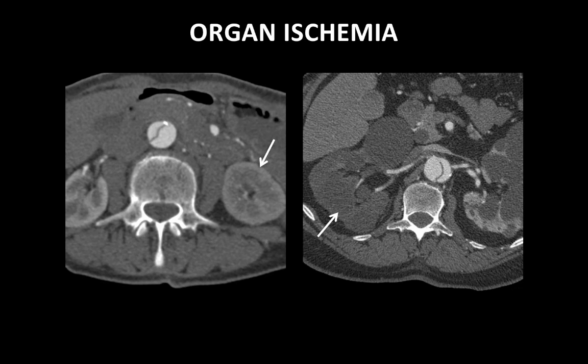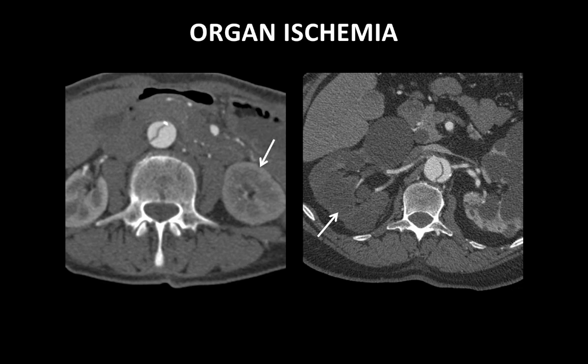And the kidneys in particular can be quite susceptible to hypoperfusion when the dissection involves the renal arteries. And that can be due to either extension of the dissection into the renal artery and occluding the renal artery, or it can be a dynamic phenomenon. For example, if the false lumen causes the intimal flap to obstruct the origin of the renal artery.